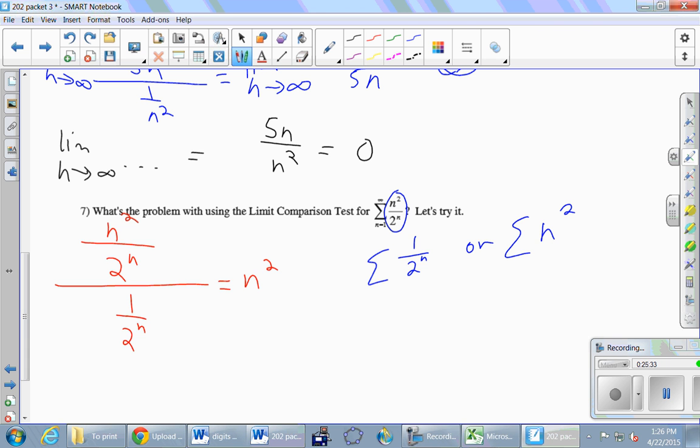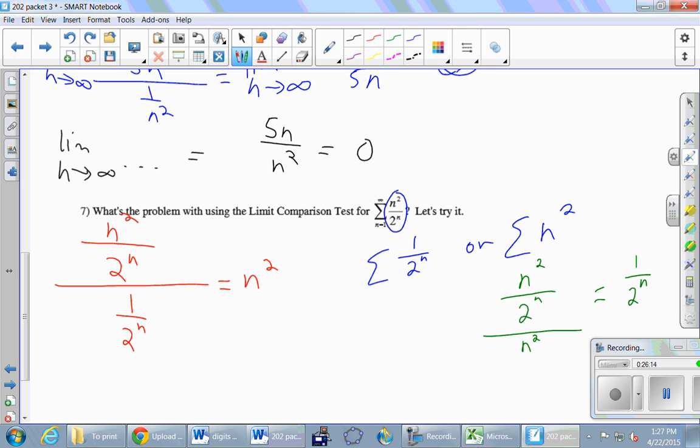And if instead we had decided to take ours and compare it to the other guy, n squared, the n squareds cancel in this case. And that goes to 0, which again, we're out of luck. I'm not saying that that series behaves differently than 1 over 2 to the n. 1 over 2 to the n converges. I'm just saying the limit comparison test is not the tool.